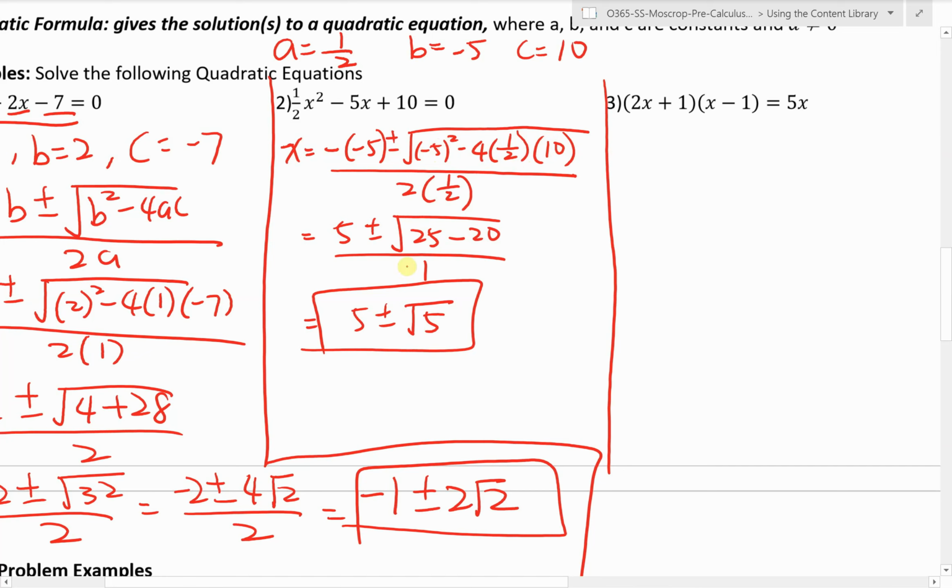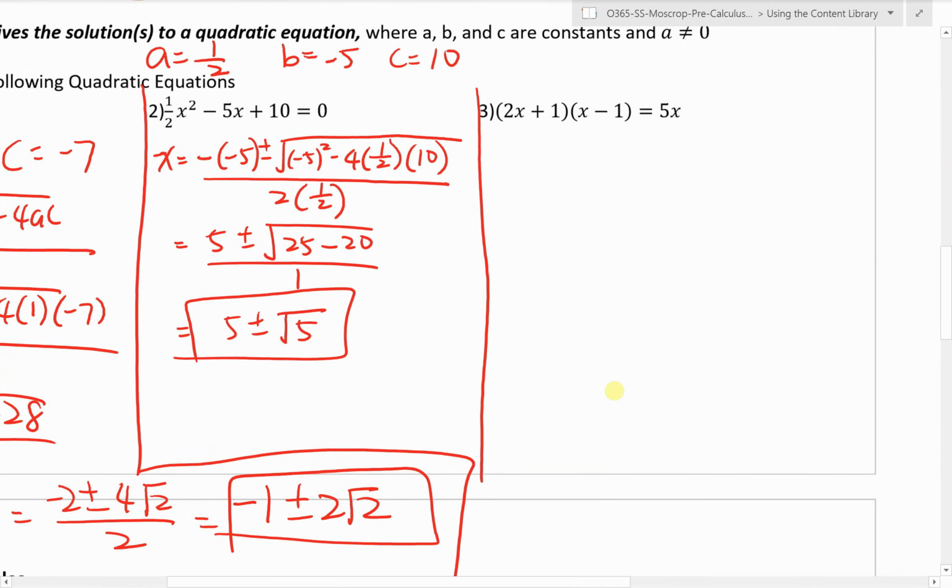So then you just, again, simplify this. 5 plus minus square root of 25 minus 20 is 5, root 5. And that's it. Divided by 1, you don't need to do that anymore, right? So that's the answer.